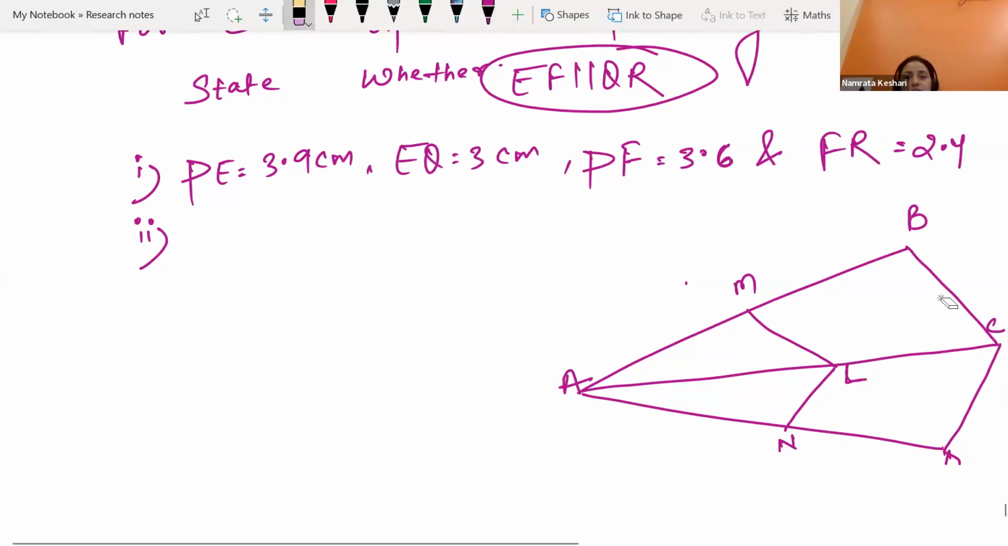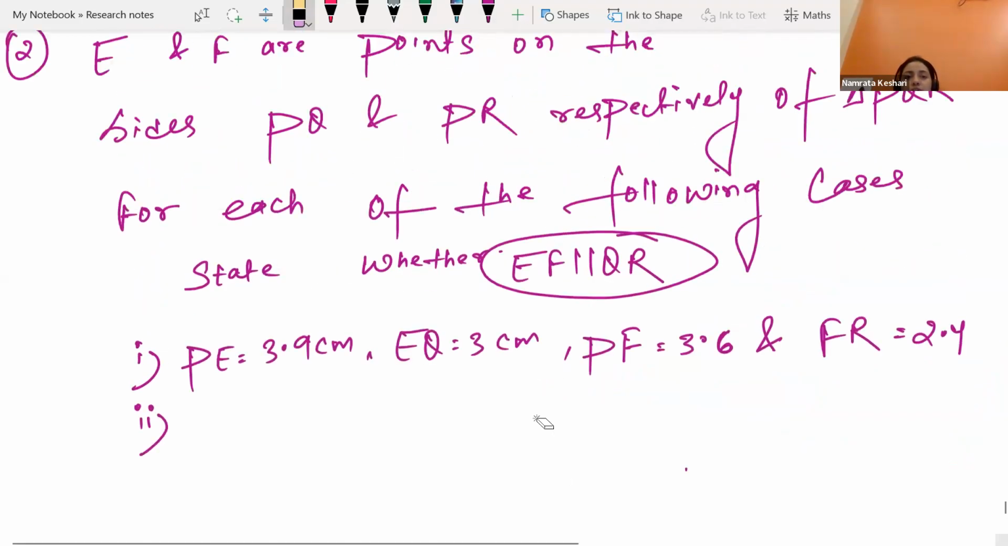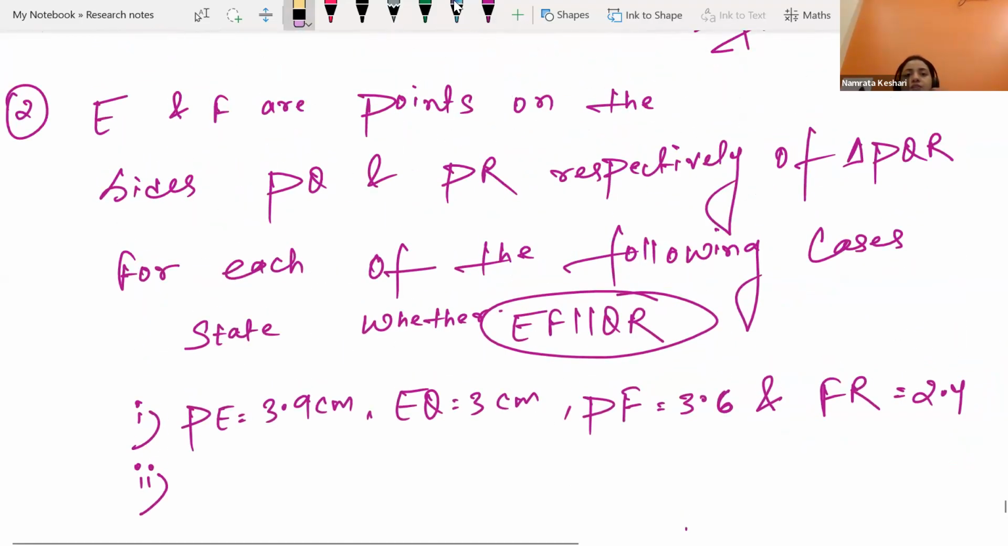This is not the figure. This is the figure for another question. We have to draw the figure by ourselves. Figure is not given. Okay, let's draw it.